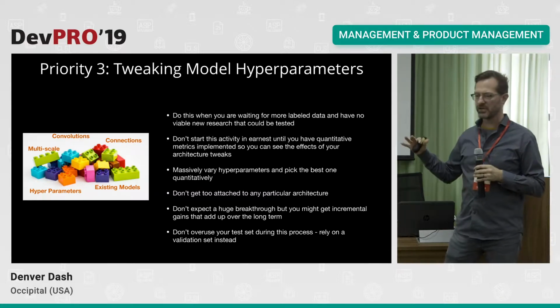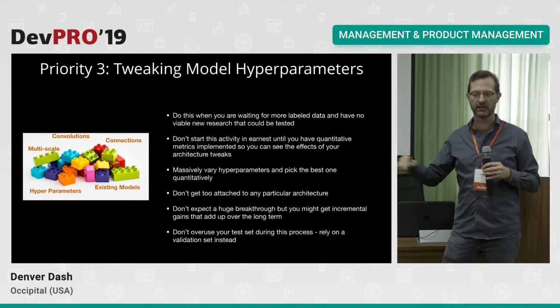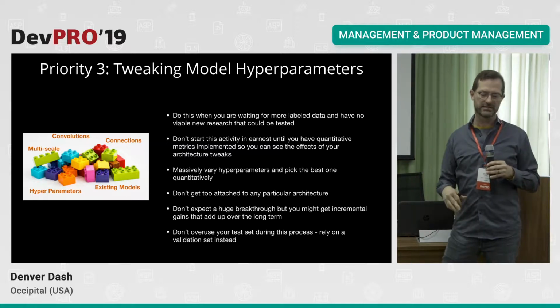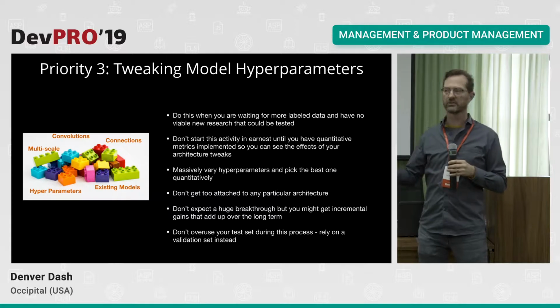Make sure you have the right metric, the thing that you really care about. Once you have that, you can massively vary these hyperparameters programmatically. You don't just tweak one thing and then run it. You put it all in a for loop and run 10,000 different combinations and see which one improves that quantitative metric.